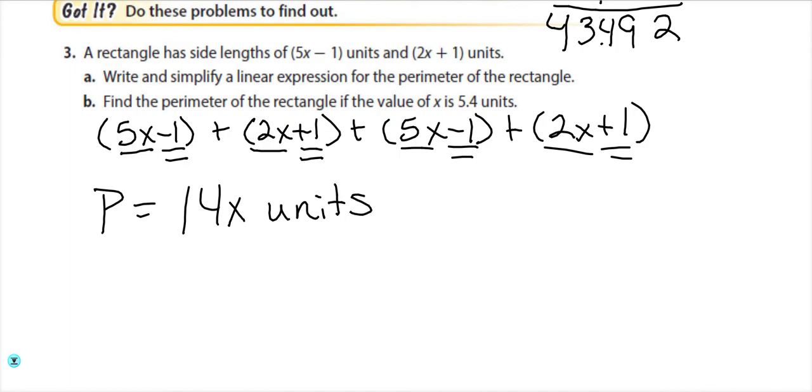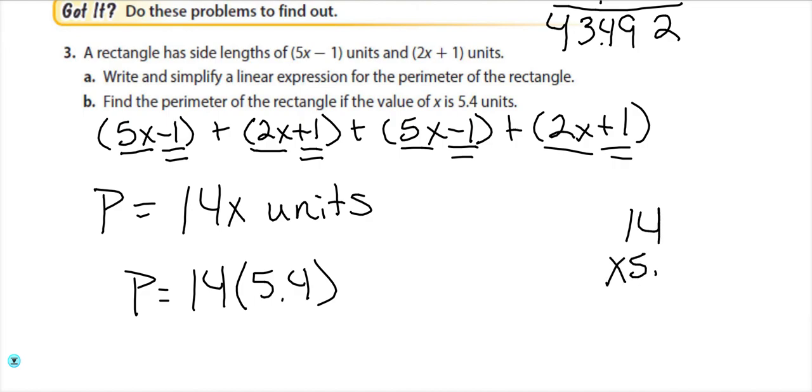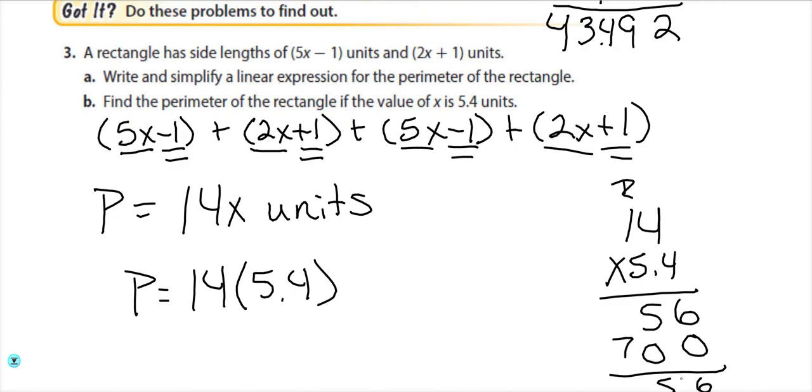Now they're going to tell us that the value of x is 5.4, so let's take the perimeter, which is 14 times 5.4, and let's work that out here to the side. So it'll be 14 times 5.4: 16, carry the 1, it'll be 5, placeholder, 20, it'll be 7, and 1, so 75.6. And it's just units. Okay, there we go.